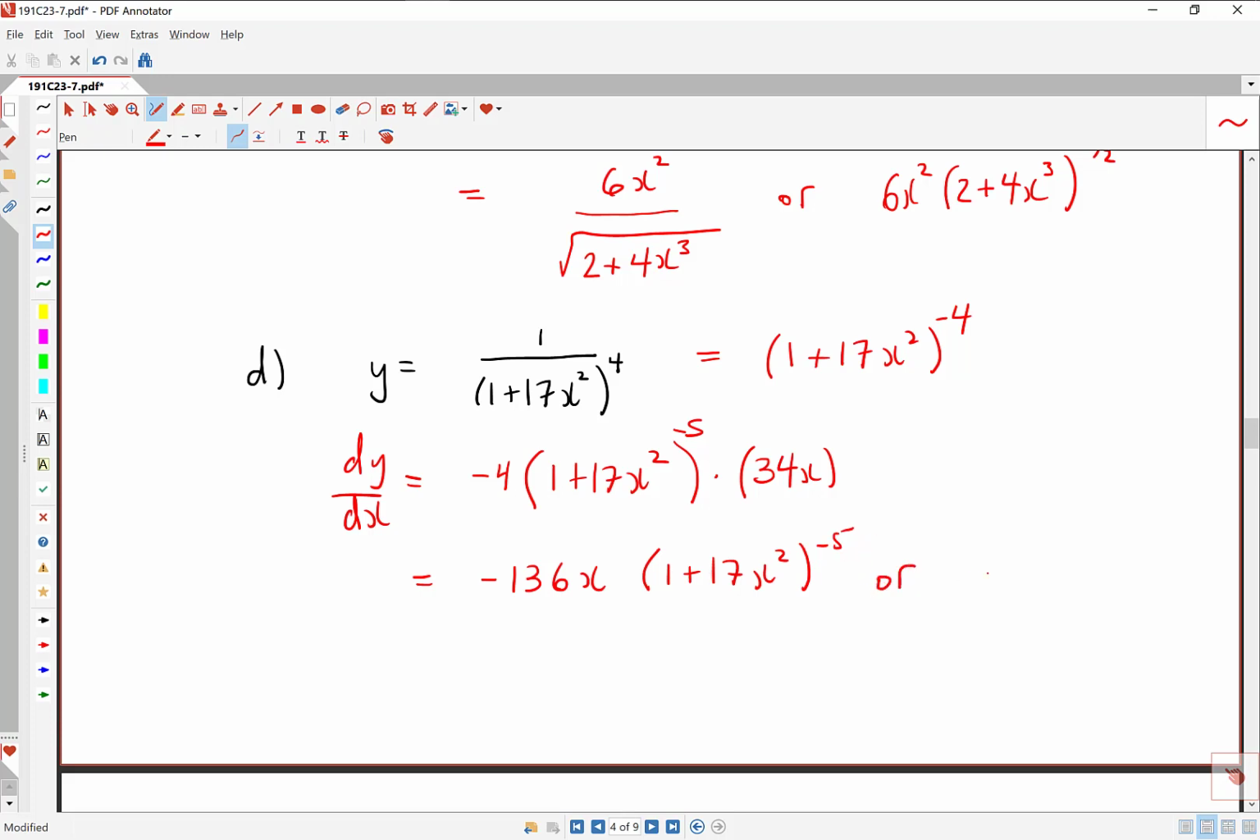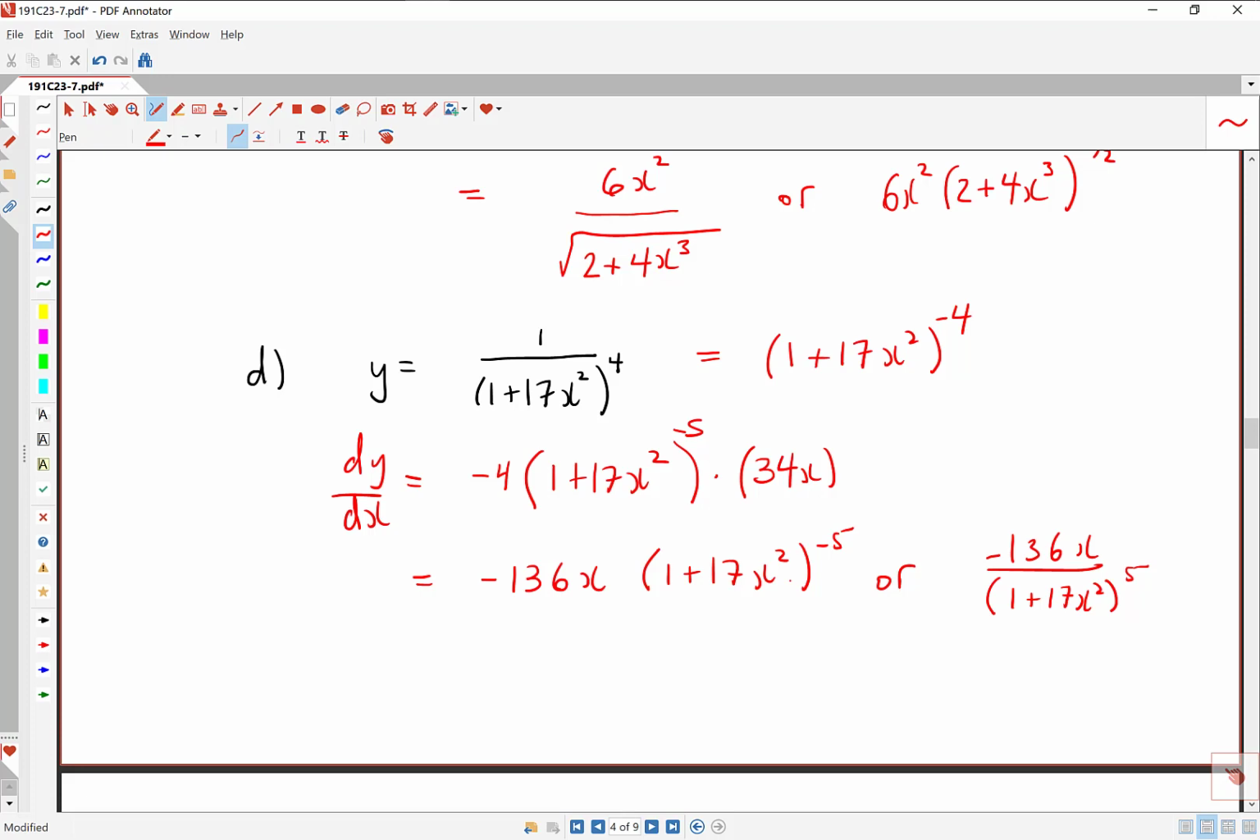If you want an alternative way of writing that, minus 136x over the 5th power of (1 plus 17x squared). So just two different ways to write it. And again, just emphasizing the exponent rules. That's why I'm always saying there's a couple of different ways to write it, so we can practice all those exponent rules as we go through this process.